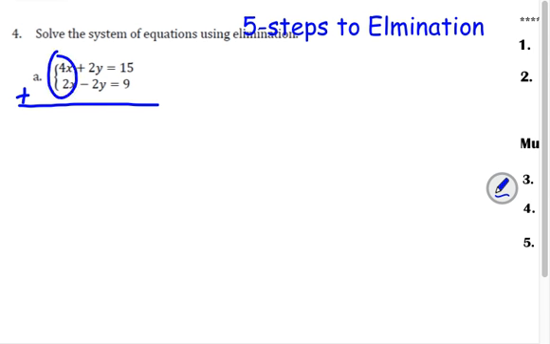4x and 2x are not opposites of each other. If I added those two up, I'd get 6x. But what about 2y and negative 2y? Well, they cancel each other out to 0y or just 0. A lot of times with elimination, you have to multiply your equation through by something first in order to get the variables to be opposites of each other so you can actually cancel them out. But this one's pretty easy.